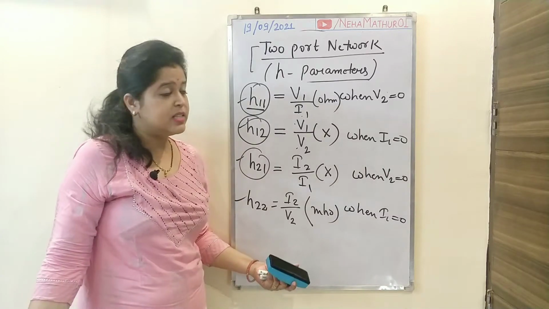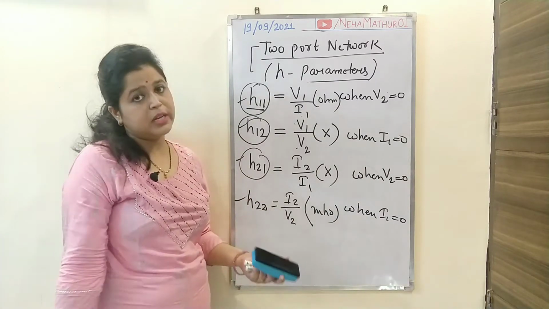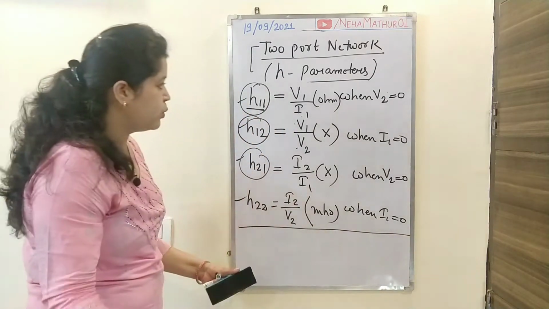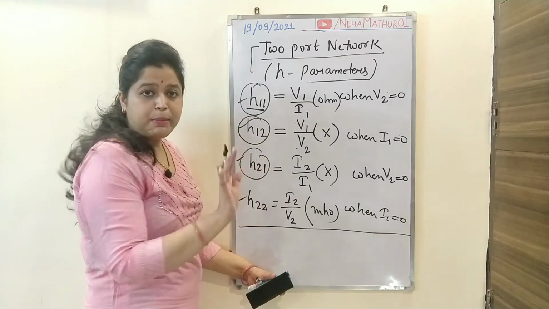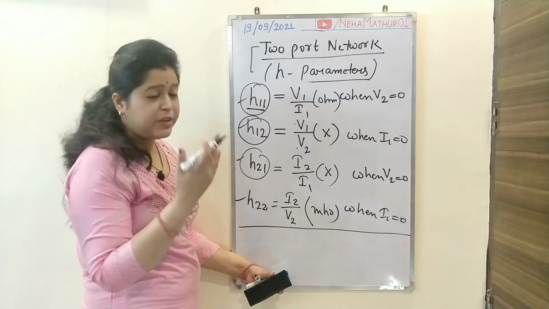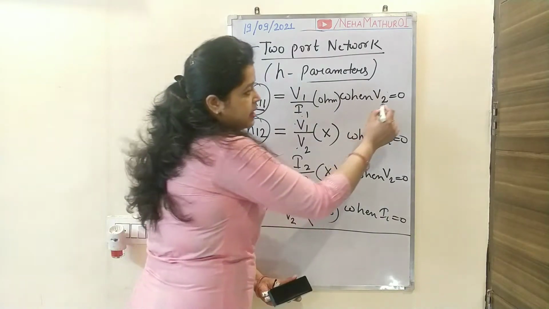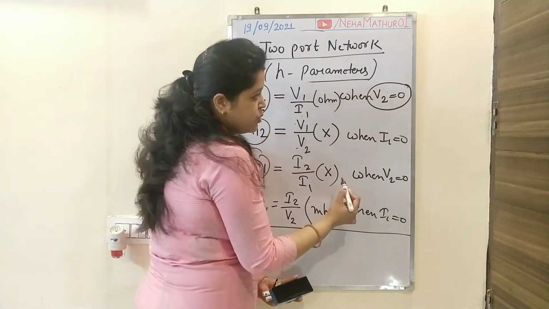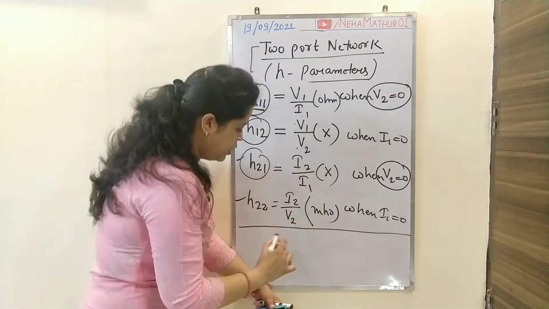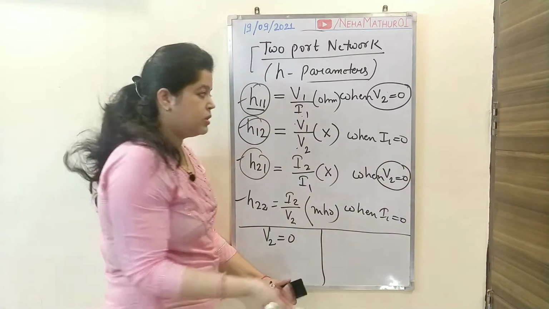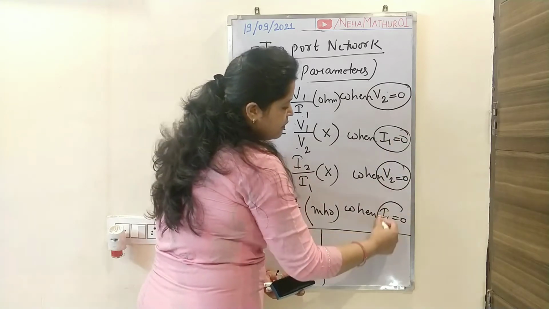Now the next thing is, what about the short circuiting and open circuiting of the relevant port? Before considering which port is going to be open circuit or short circuit, you will have to first consider here. Two times we are taking V2 is equal to 0, and next two times we are taking I1 is equal to 0.